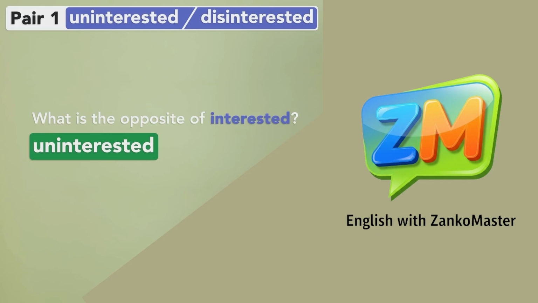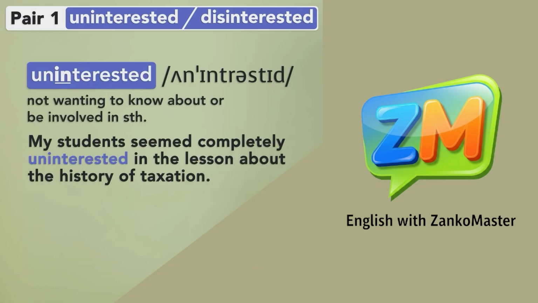What is the opposite of interested? Uninterested or disinterested? The answer should be uninterested. So if you're interested in something, you want to know about it. If you're uninterested, you don't want to know about something, or you don't want to be involved in something.